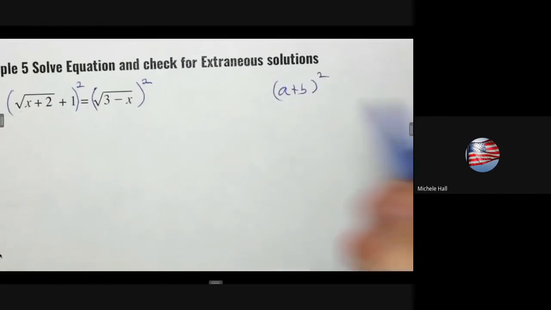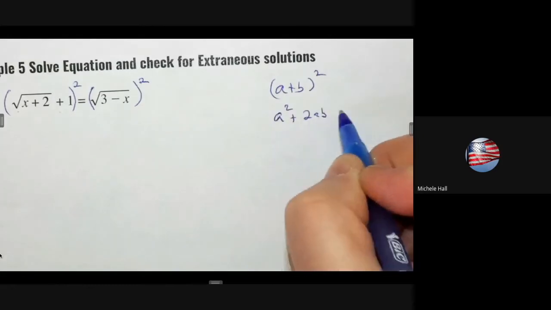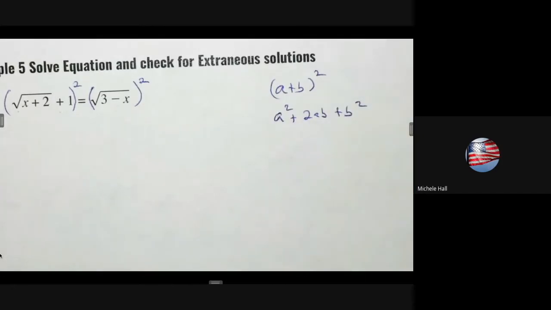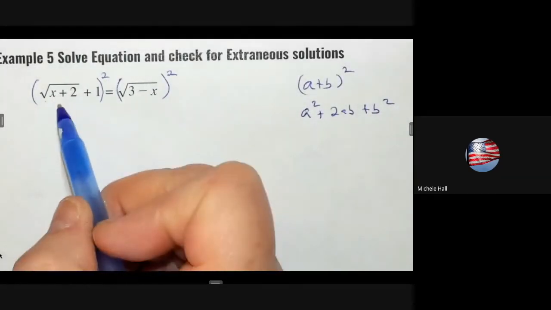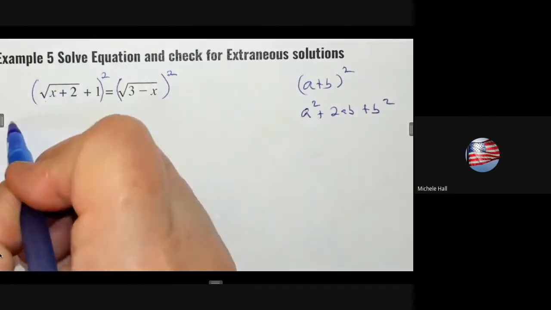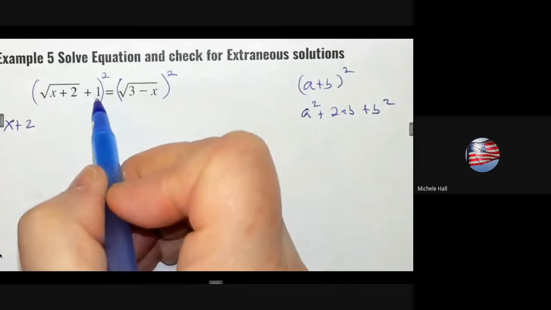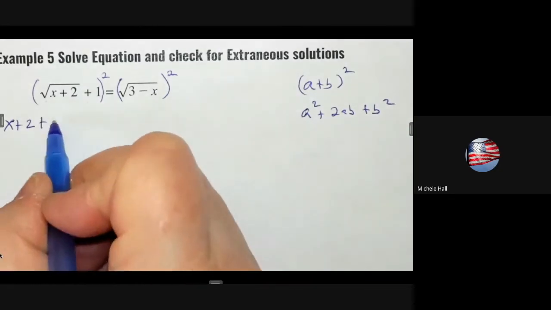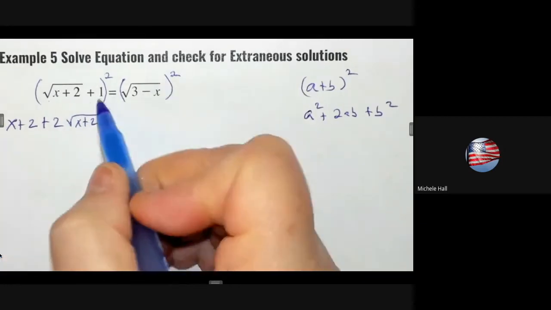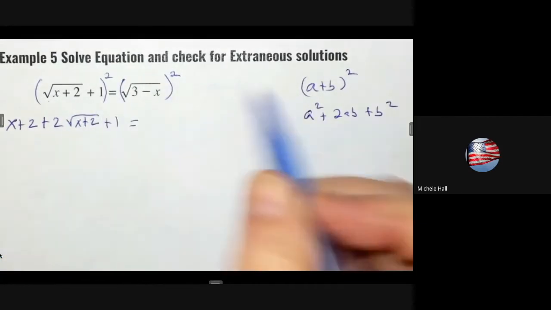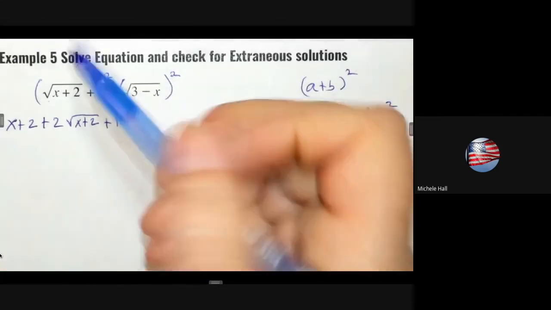Watch out for that middle term. We have a squared and then 2 times a times b plus b squared. So the first term is the square root times a square root gives us exactly what's underneath. And then we have 2 times 1 is 2 times the square root. And then 1 squared. Over here, the square undoes the square root times the square root, and we get 3 minus x.